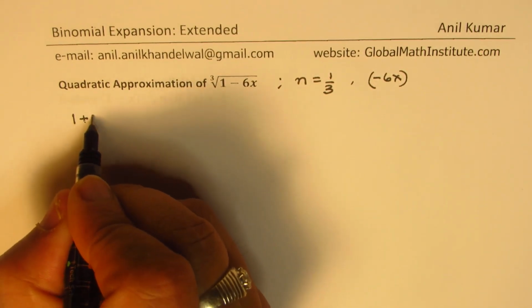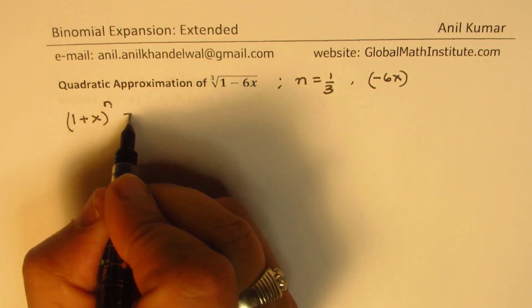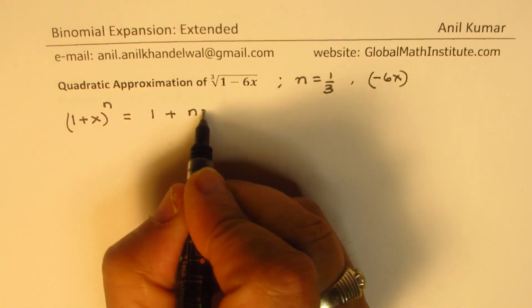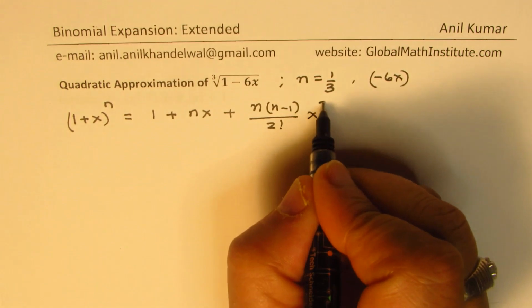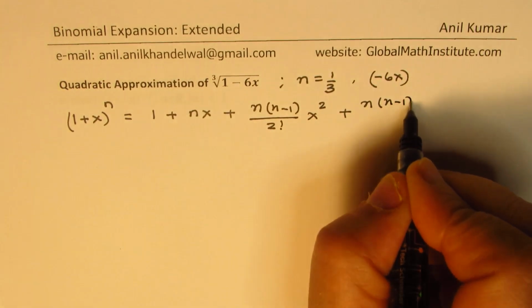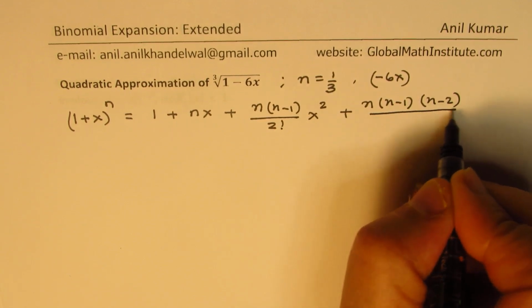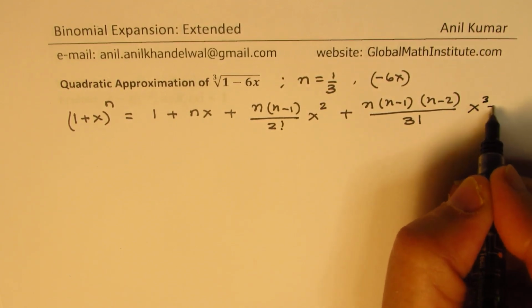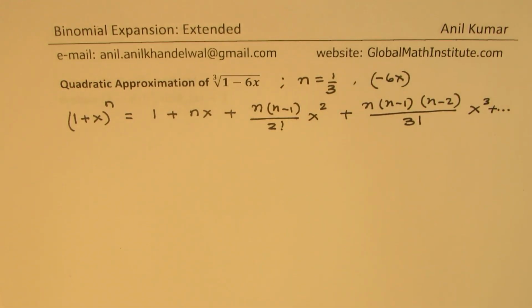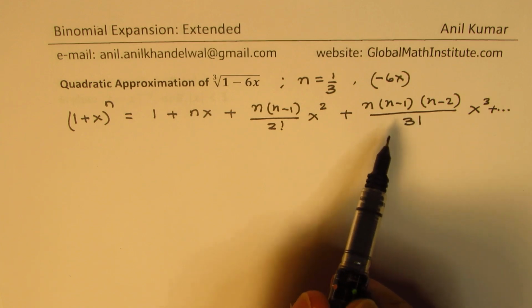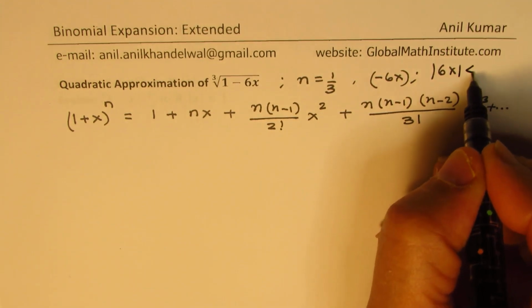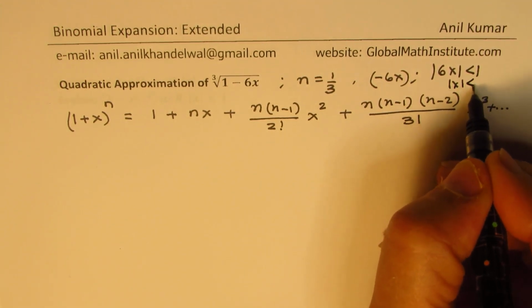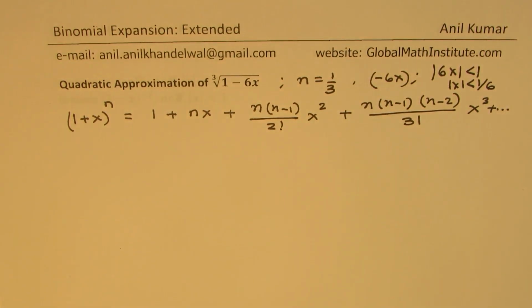Now we know the general formula, which is 1 plus x to the power of n, is basically equal to 1 plus nx plus n times n minus 1 over 2 factorial x square plus n times n minus 1 times n minus 2 over 3 factorial x cube, correct? Plus so on. Now, this expansion which I am doing here is only valid if the absolute value of 6x is less than 1. That means the absolute value of x is less than 1 over 6, correct? Now within that domain, we get the expansion which we are talking about.